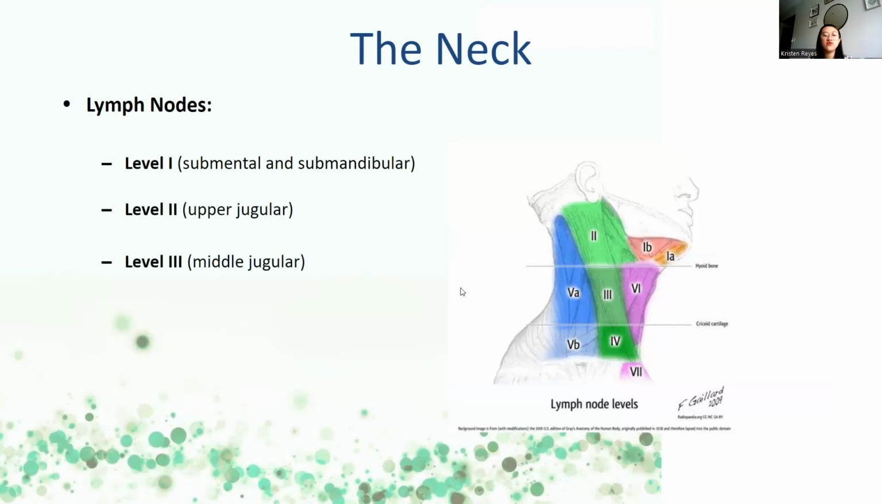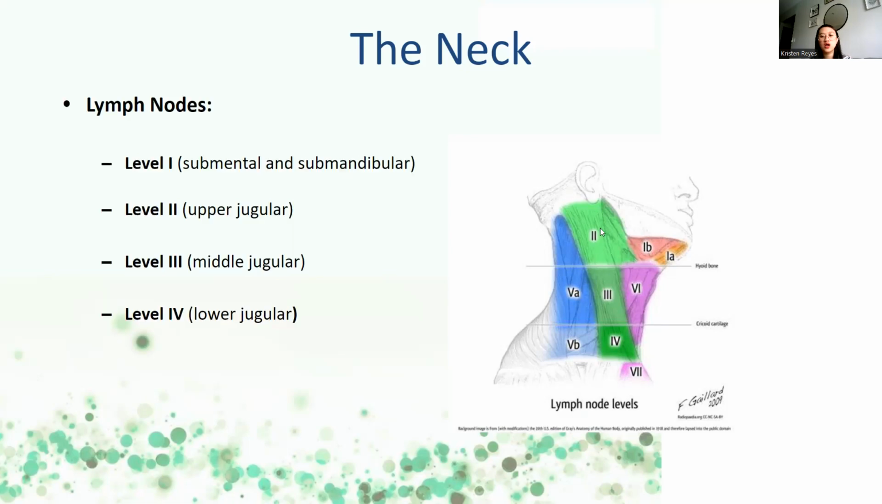Okay, so we have different levels of lymph nodes. The function of the lymph nodes in the neck is that they drain the lymphatic fluid from the head, brain, and the face. No? So level 1, you have submental and submandibular lymph node. Submental, submandibular. Submental is 1A, submandibular is 1B.